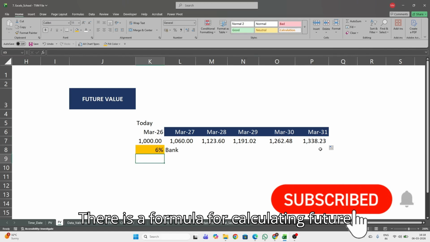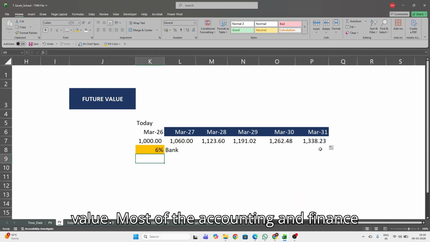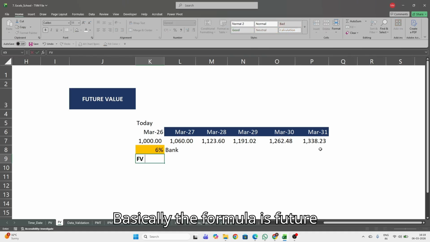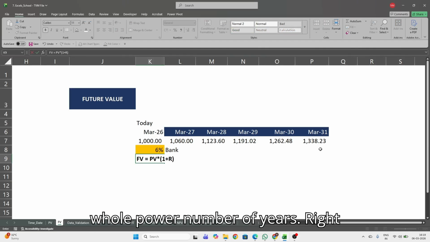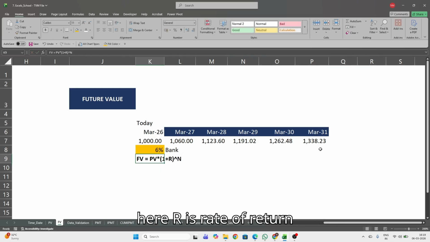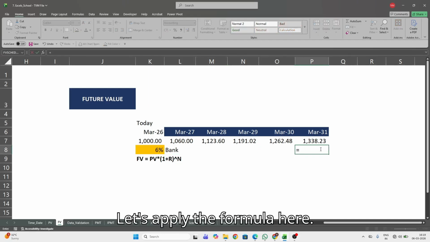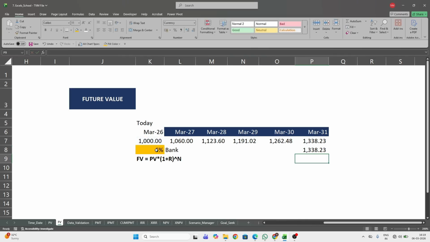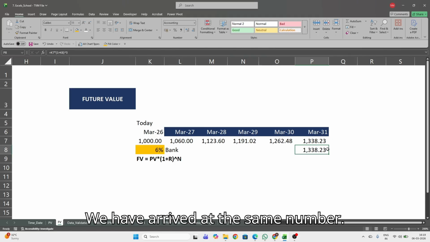There is a formula for calculating future value. Most of the accounting and finance students would already know this. Basically, the formula is future value equal to present value into 1 plus r whole power n, where r is rate of return and n is number of years. Let's apply the formula here. Present value is 1,000 into 1 plus rate of return, which is 6% with the bank, and whole power n is just 5. We have arrived at the same number.